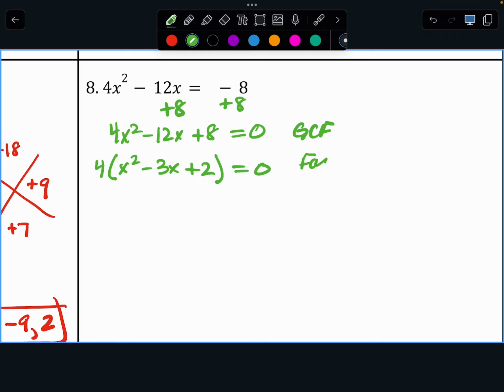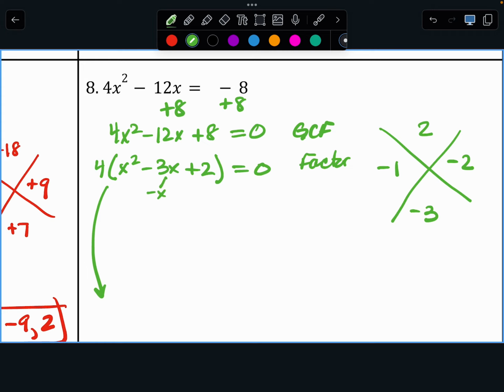Now I need to factor. So I need it to multiply to be 2 and add to negative 3. That's negative 1 and negative 2. So I'm going to bring my 4 down here. So this is negative x minus 2x. So I have x squared minus x minus 2x plus 2. Divide by x, divide by negative 2. So I have x times x minus 1 minus 2 times x minus 1.